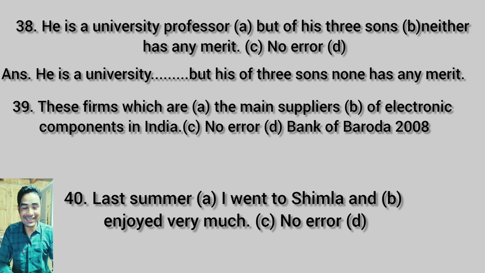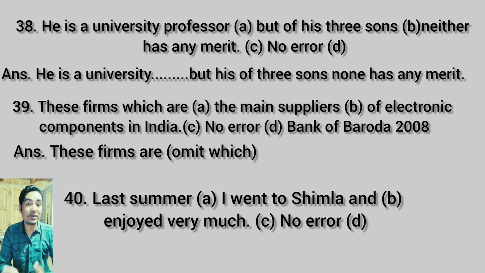So the point to be noted here is: where is the verb of the main subject, these firms? Where is the verb of these firms? Here there is no verb, so we have to remove which. We don't need to write which. If you had given a verb further for these firms, you could use the relative pronoun which. As you know, a relative pronoun makes a relative clause, and a clause has its own verb.